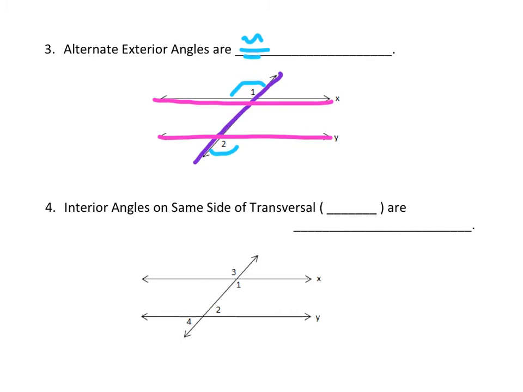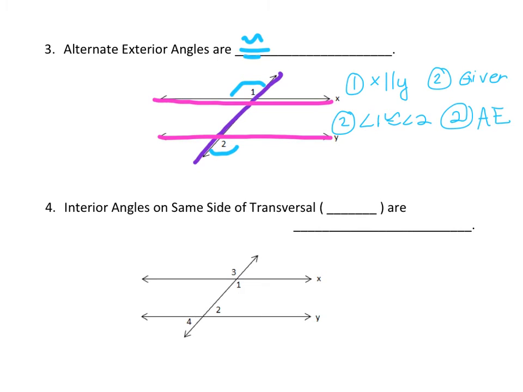So what this would look like in a proof, if X is parallel to Y, that's some given information, that's a G. You can say that angle 1 is congruent to angle 2. And what's your reason? Alternate exterior angles are congruent by definition.